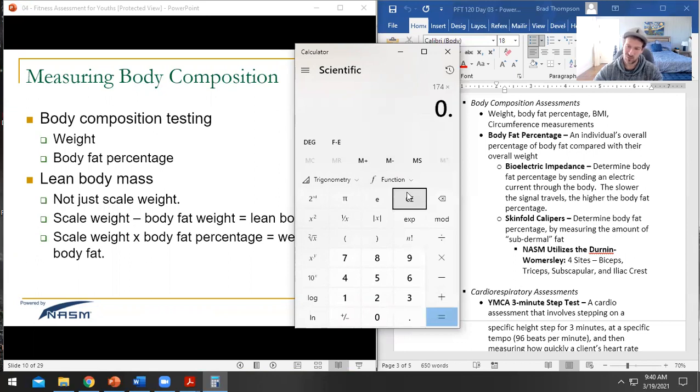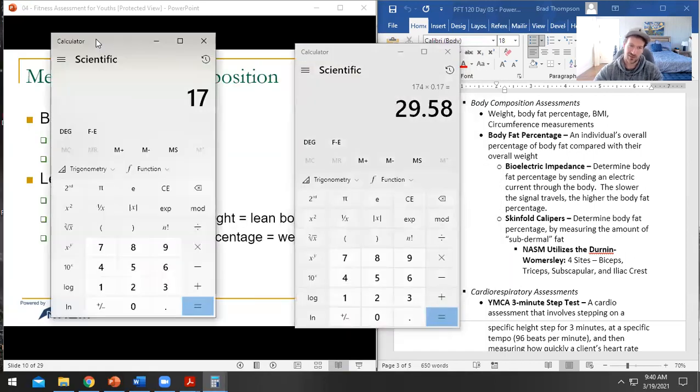Times 0.17, 29.58. I'm just going to open up a different one. 174 minus 29.58. So that's going to be a lean body mass of 144.42. So that went up by a little bit, about a pound, right? This went up by about a pound, maybe just a little under.